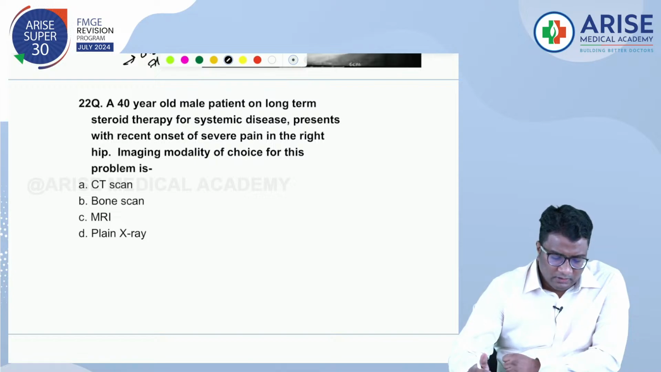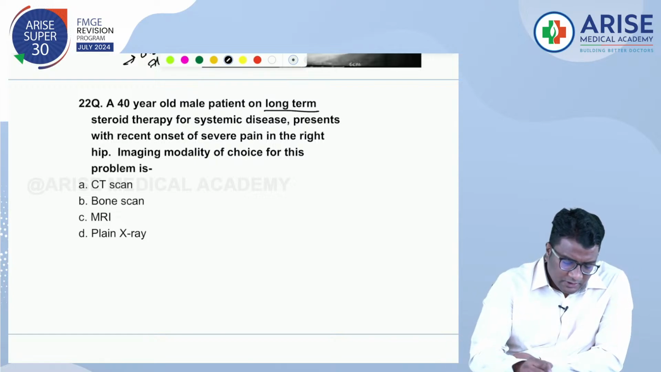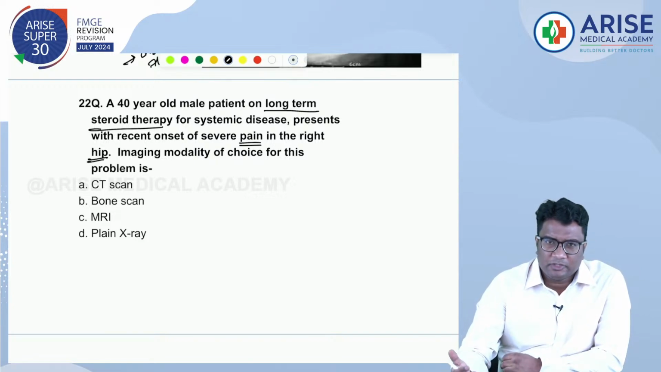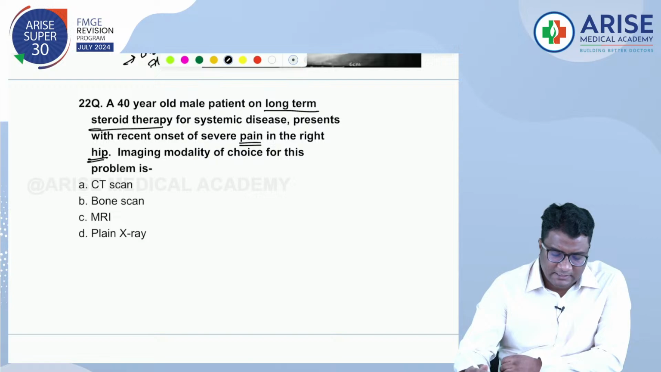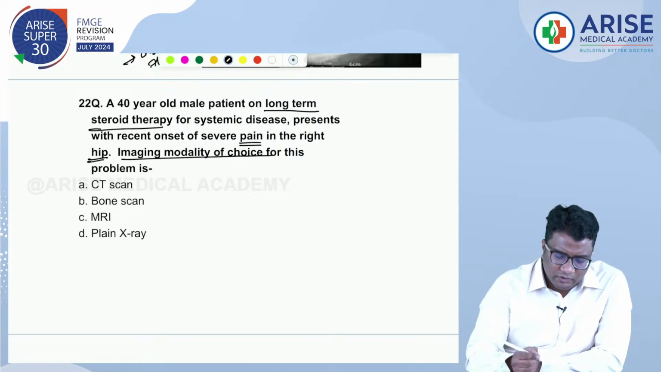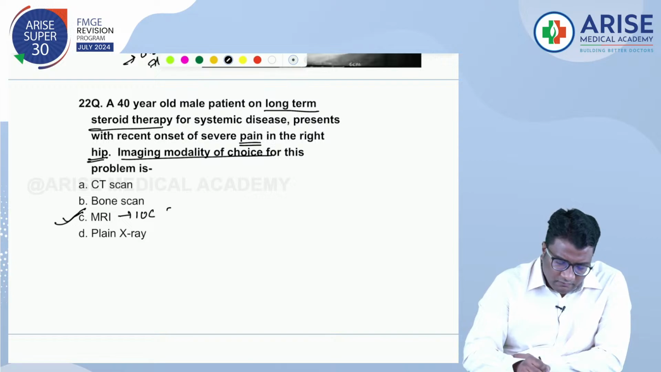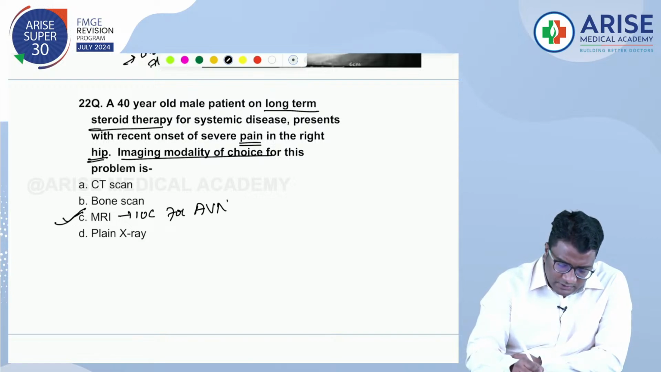A 40-year-old male patient on long-term steroid therapy for systemic disease presents with recent onset of severe pain in the right hip. Imaging modality of choice for this problem is. So you're dealing with a patient with long-term steroid use and he has developed hip pain. So what are you thinking of? Obviously, you're thinking of avascular necrosis, long-term steroid therapy, right? Hip pain, you're thinking of avascular necrosis. So basically, he's asking imaging modality of choice for this patient. So remember, MRI is the investigation of choice for avascular necrosis, right?